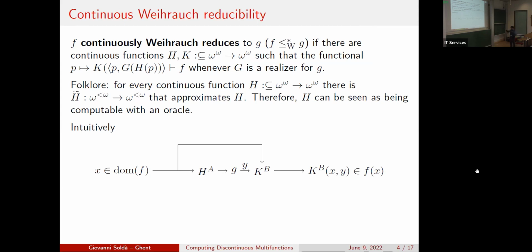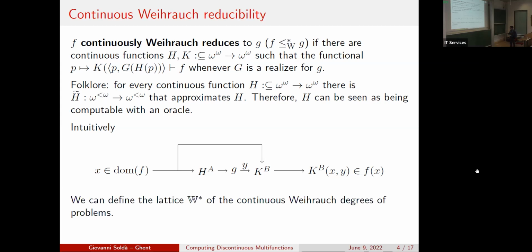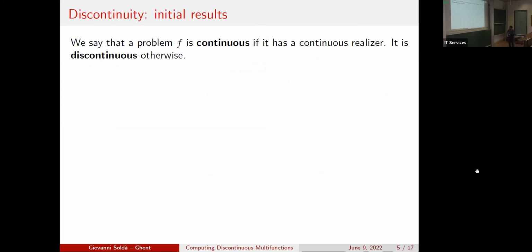Your functions have access to some oracles that you have to decide beforehand. Okay, and again, similar to what we were doing before, we can define a lattice W star of continuous Weihrauch degrees of problems. Here we said that the problem F is continuous if it has a continuous realizer, and we say that it is discontinuous otherwise, so no continuous realizer for this problem.